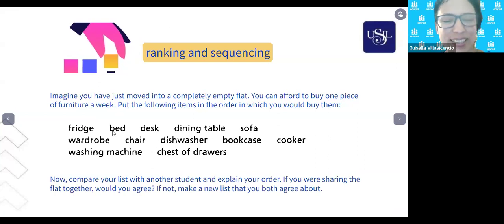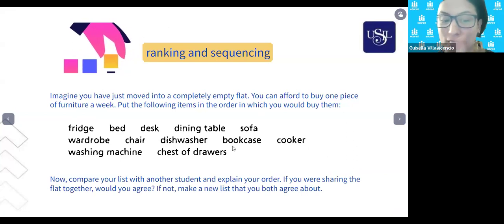It's the most important. And then the second most important, the second, the fridge. Okay, the fridge, yeah, in summer, the fridge, definitely. And then the third most important, right? The cooker. Okay, we have to cook. Yes, and then you continue. So the students have to organize this in the order of importance.